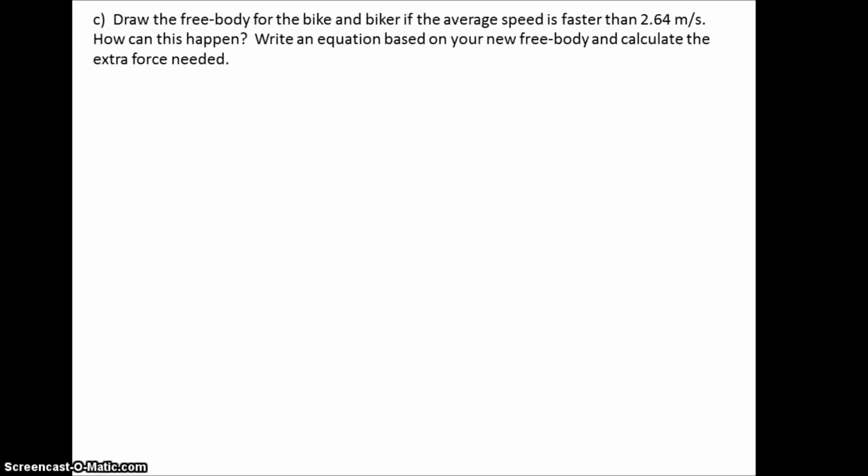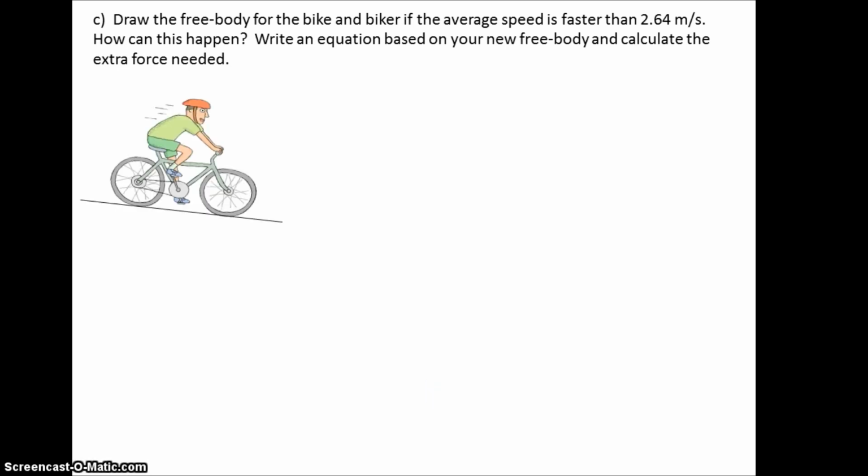Draw the free body for the bike and biker if the average speed is faster than 2.64 meters per second. How can this happen? Write an equation based on your new free body and calculate the extra force needed. Okay, well in this case, if they're going faster than 2.64 meters per second, the drag force would have to be more because it's related to the speed.